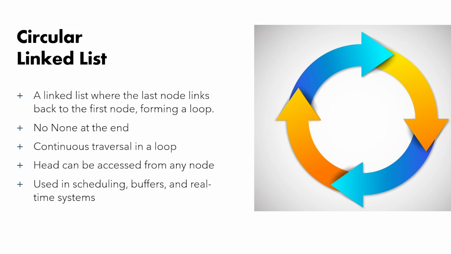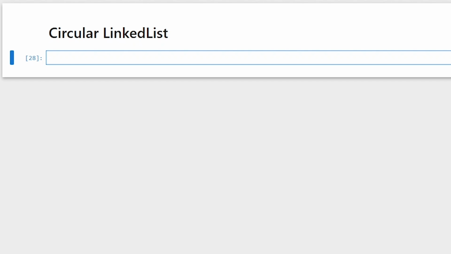So you can build a circular linked list using singly or doubly linked list, but we're going to do an implementation of the circular linked list using the singly. So let's go ahead and implement a circular linked list. The only thing that makes it a circular linked list is that the last node points to the head, forming a loop. And we're going to be making use of the singly in this implementation.